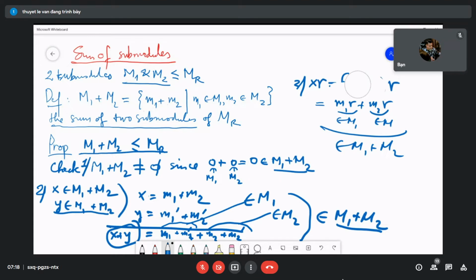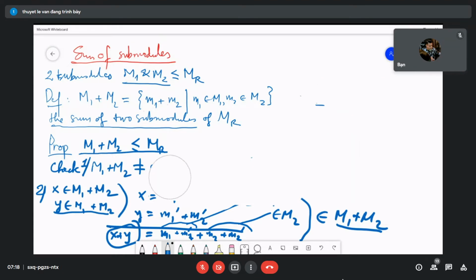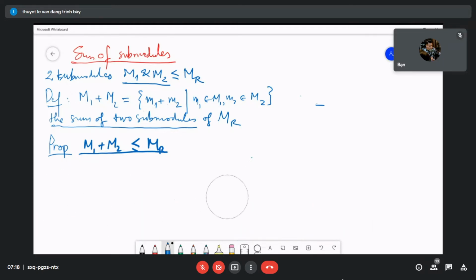Okay, so that is my proof. I erase. So we have the definition of the sum of two submodules, and we prove that M1 plus M2 is a submodule of MR. The problem is, you remember that I said to you that the union is not a submodule of MR in general.